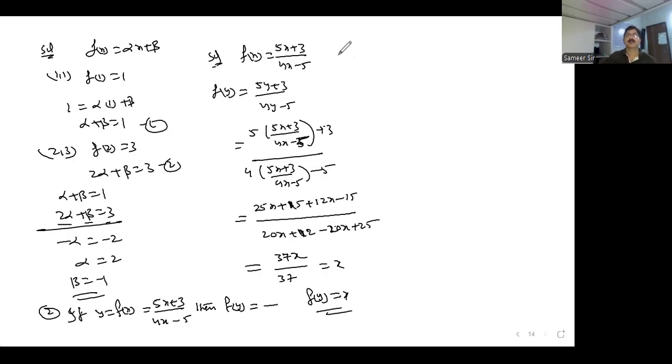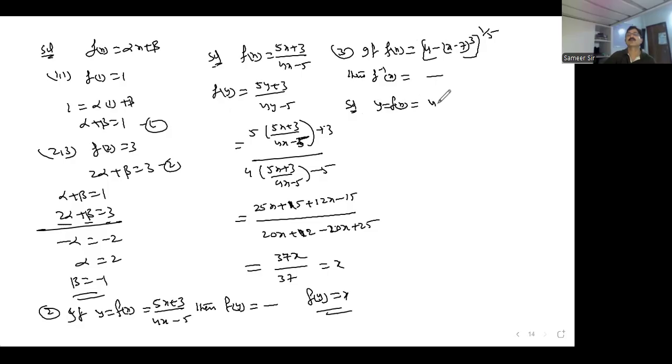Okay, right. And the third question is given like this. If f of x is equal to 4 minus (x minus 7) whole cube, whole to the power of 1 by 5, then f inverse x is asked. So what do you have to do? You know, y is equal to f of x, 4 minus (x minus 7) whole cube, whole to the power of 1 by 5.